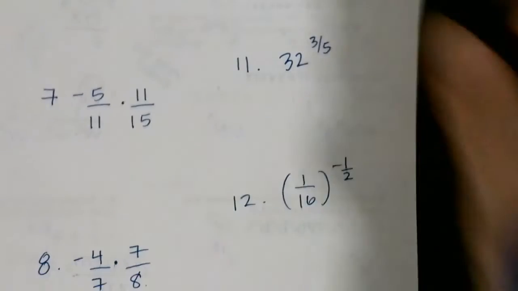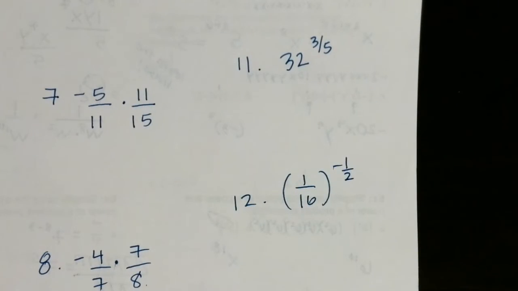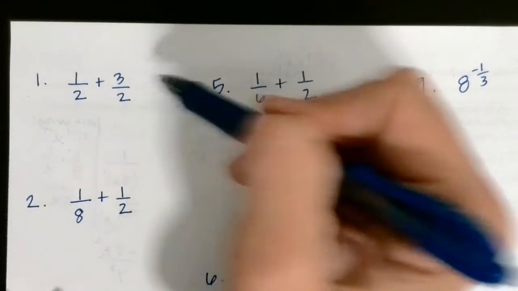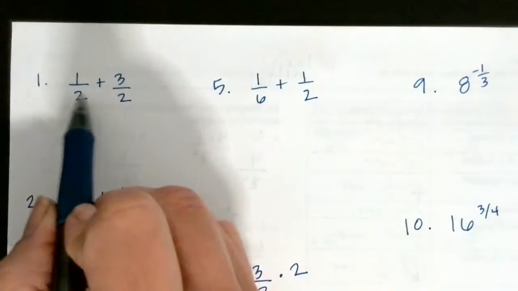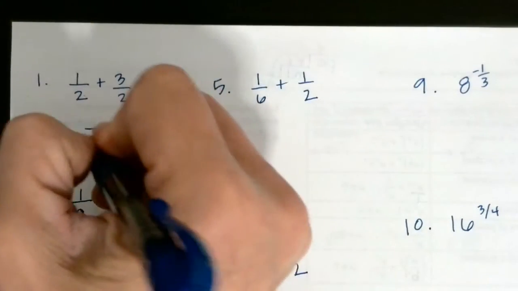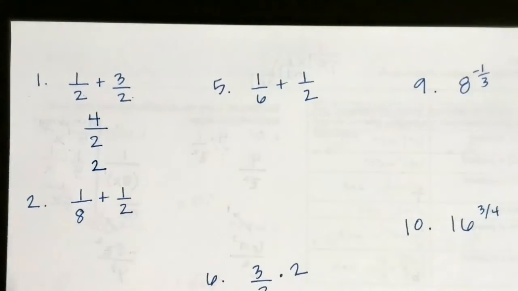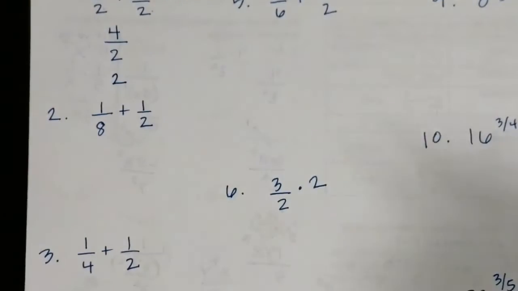Okay, so here's your last problem. 1/16 to the negative 1/2. Okay, so let's start with adding fractions. When adding fractions that you see match the bottoms perfectly, guess what? Common denominators already, and then 1 plus 3 is 4. And then I can reduce that to 2. Great. Easy peasy. Next one.